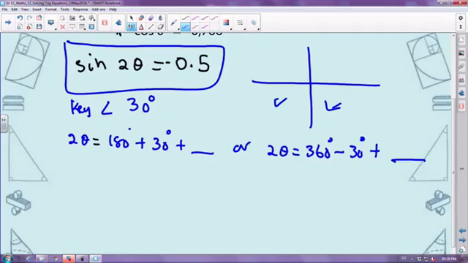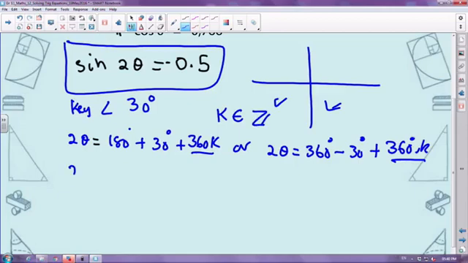Because we are generalizing, we need to add the period. Okay, where is it going to repeat itself? So sine is repeating itself every 360. It completes a cycle. Same as cos. But if we have tan, it's going to repeat every 180 degrees. So 360 degrees times k, 360 degrees times k. And then you must always state your k is an element of any integer.